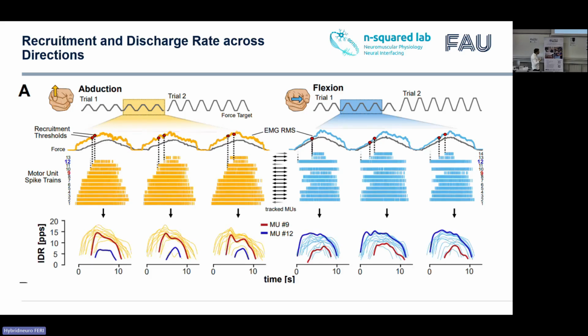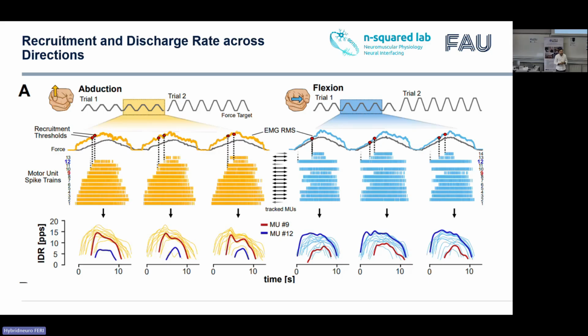And interestingly, and this was an unexpected finding, even if there is an inverse relation between discharge rate and recruitment threshold, this is something that's been called by Professor De Luca the onion scheme, which is basically the inverse relation between discharge rate and recruitment threshold. So the motor units that are recruited early, they fire at higher rates. You can see that this is preserved. And this is very interesting because then the onion scheme is not dependent on the size of the unit, but it's rather dependent on the activation.